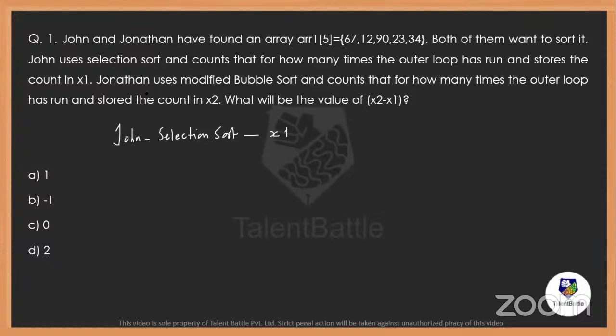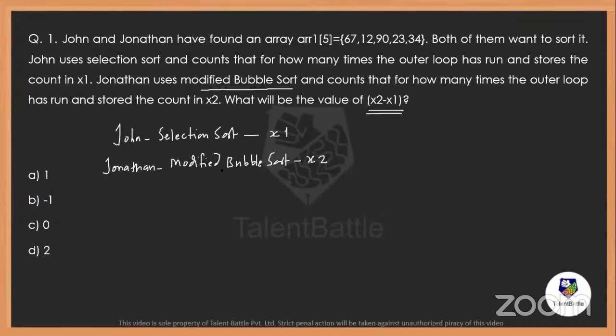The second person, Jonathan, is using modified bubble sort. If you are aware of selection sort and modified bubble sort, it will be easy for you to solve this question. He is also maintaining the count of how many times the outer loop has run, and he has stored the count in x2. So what they have asked us is: what will be the value of x2 minus x1?